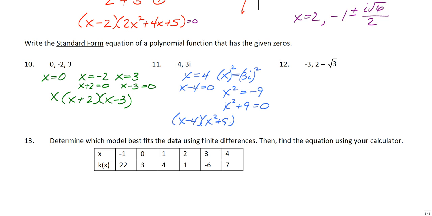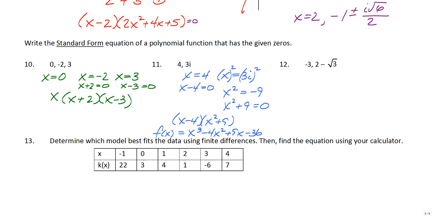And then, of course, standard form is when we multiply it all out. I know I didn't do that in the last example. I'm trying to save time. But we have f of x is equal to, and then, of course, we have to just multiply it out, or FOIL it if you want to call it that. x cubed minus 4x squared plus 9x minus 36. Okay? And that's how we do all of these.